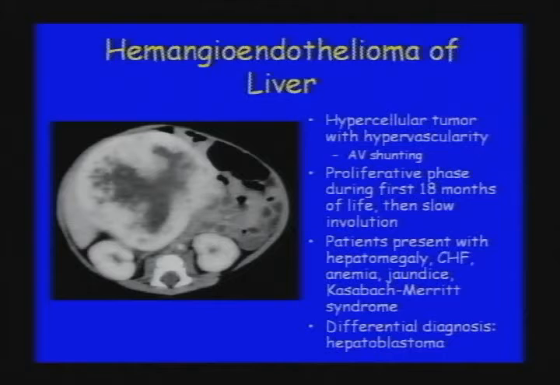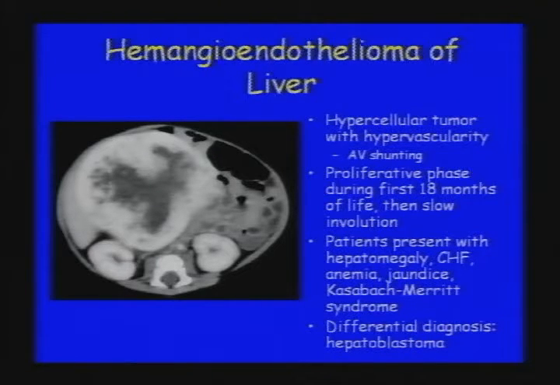Here's a hemangioendothelioma of the liver. It's a hypercellular tumor. There's AV shunting. So that's one of the main differentials of it from a hepatoblastoma; typically hepatoblastomas do not have AV shunting. So if you see an abrupt caliber change in the aorta after the takeoff of the celiac, and if you see big hepatic veins, think about a hemangioendothelioma.